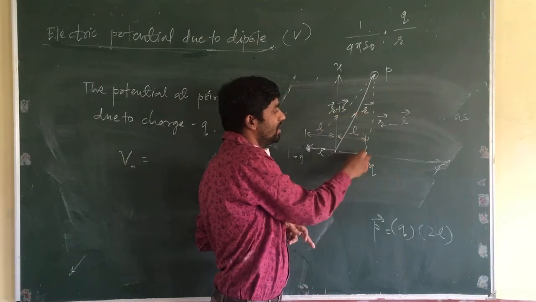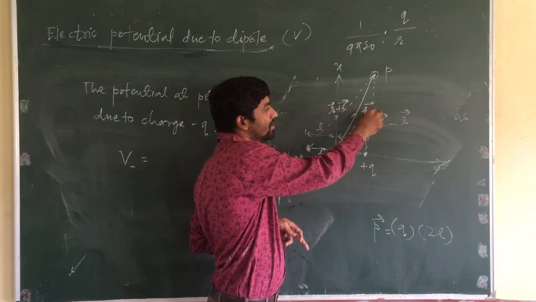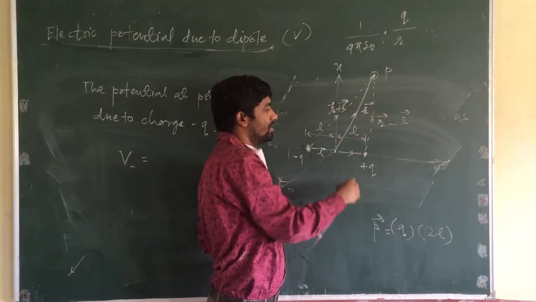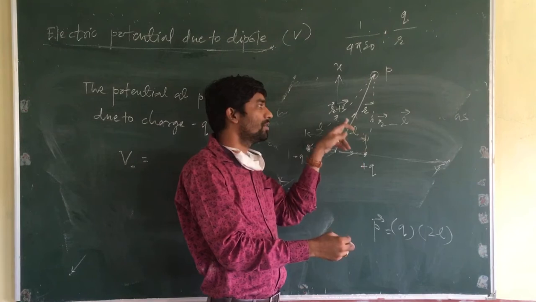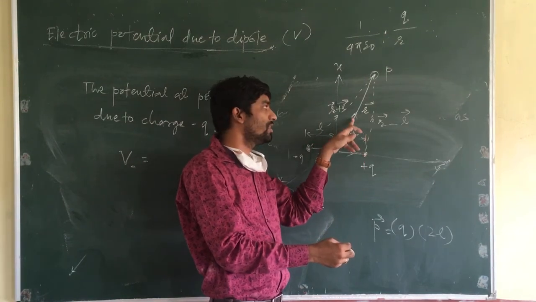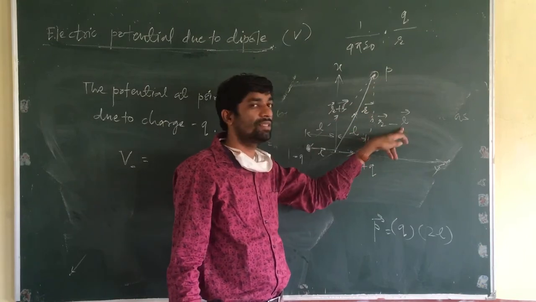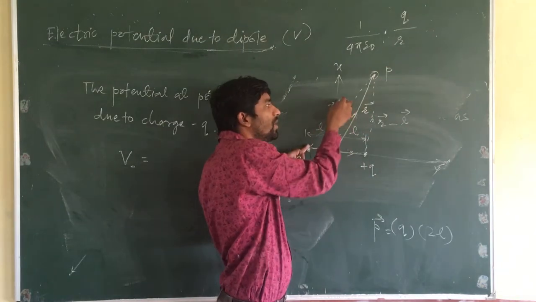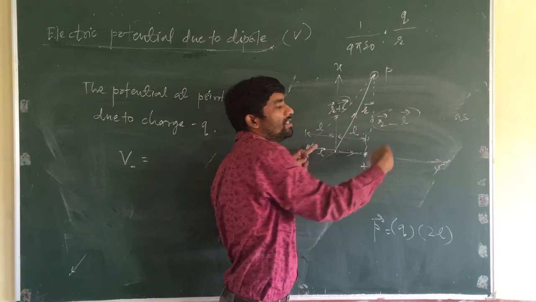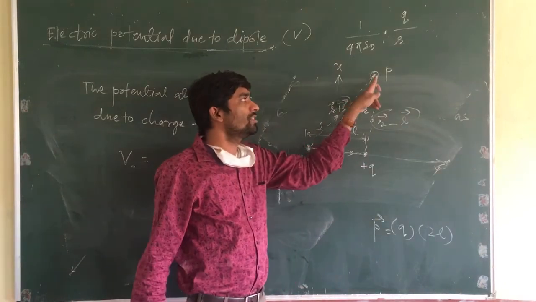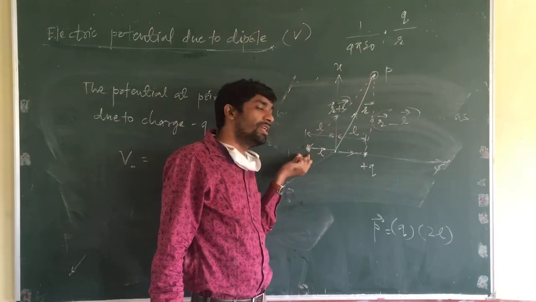This is the direction. Okay. And we have to calculate this. The addition of these two vectors is equal to this. This vector is equal to this vector minus this vector. So that's why this distance is r minus L and this distance is your r plus L. That is important.